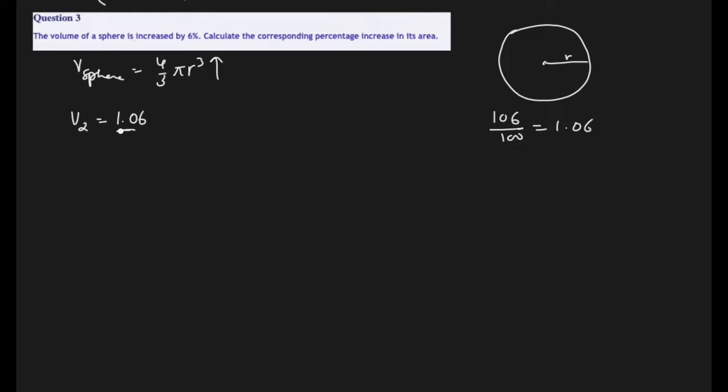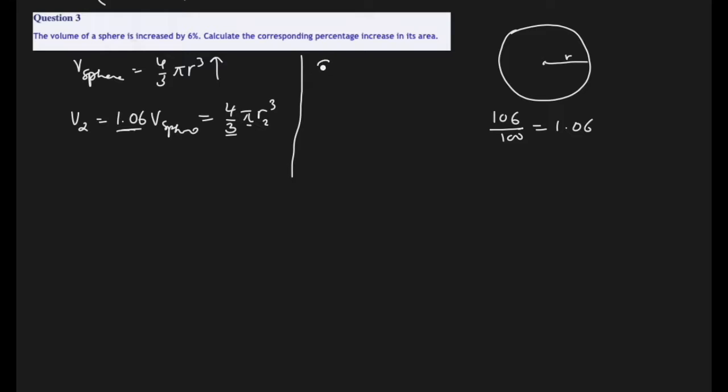So it is 1.06 times V sphere, which was the original one. Okay, and it will be equal to 4/3 pi r2 cube. Pi is constant, 4/3 is constant, but because the volume has increased, the radius of the new volume will be different, right? And that's what I'm going to do. Why? Because they're saying calculate the corresponding percentage increase in its area.